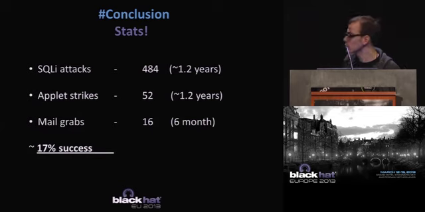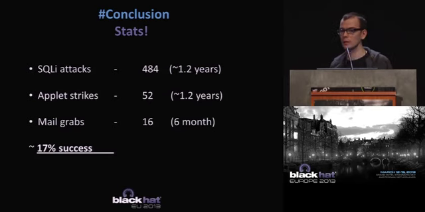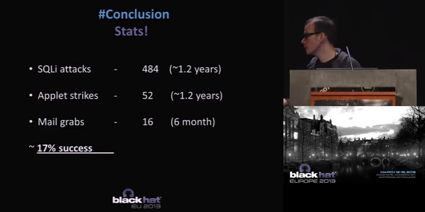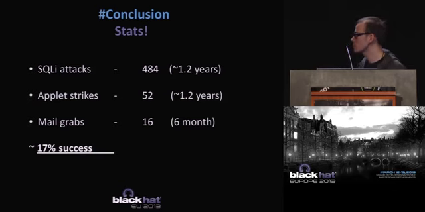And now some conclusions, statistics. SQL injection for 1 year, about 484, not tries, it's successful unique SQL injection attacks. And applet strikes were just 52, not much, but I think it's a pretty good number. And we got 16 unique email addresses, 16 unique persons. I mean, sometimes we got 2 emails for one person and counted it as one. So we got 16 persons hacked, pulled. So it's 70% success. I think it's not a bad result, especially with such a dumb social engineering vector.